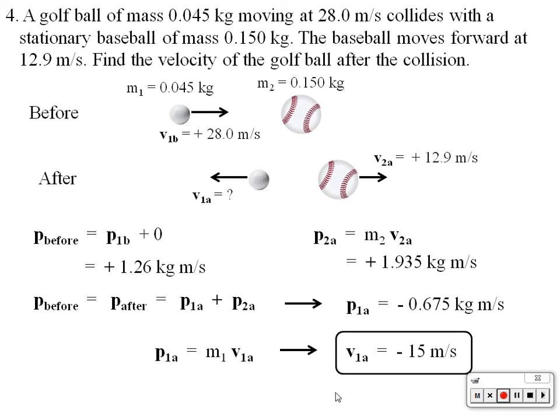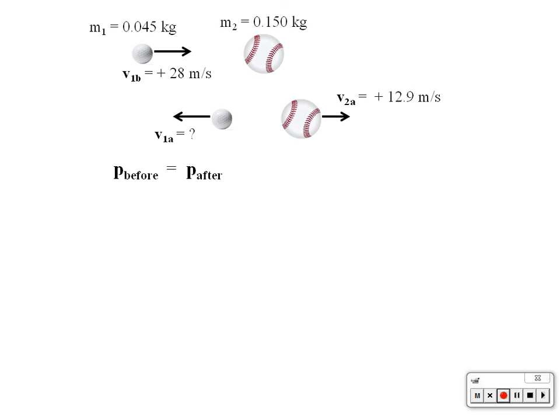And our answer is negative 15 meters per second. Okay? Those of you mathematical people, or the ones who only want to pick up their calculator once, we can do this again, like this. P before is equal to the momentum of the golf ball plus the momentum of the baseball, P after the collision, likewise.